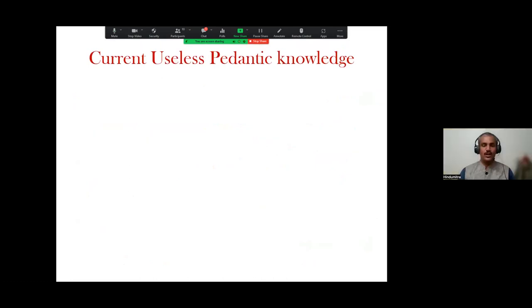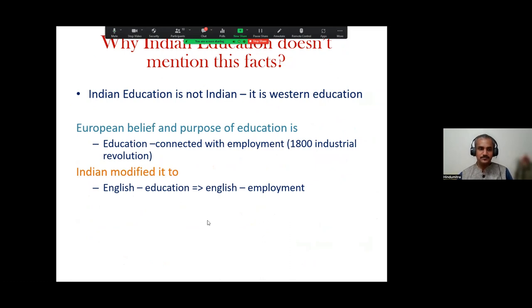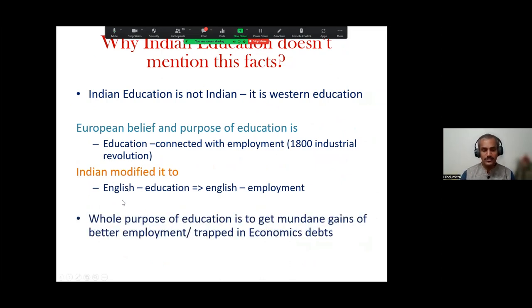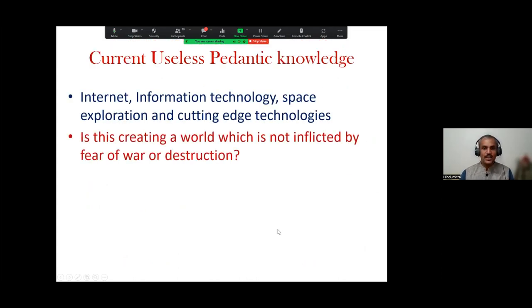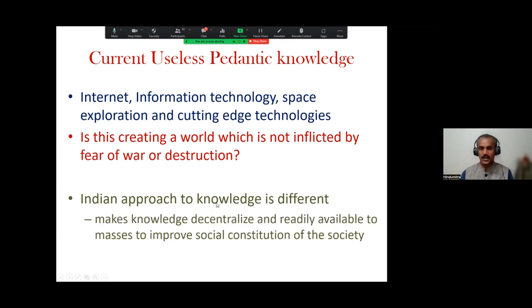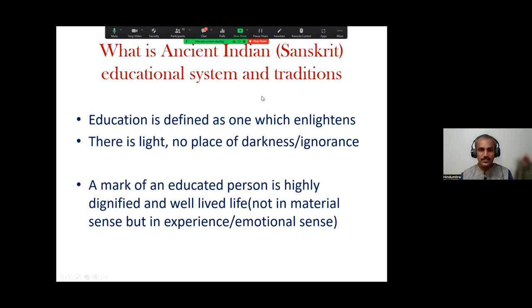All right. So the Indians modified the education system so that you have to be English educated, then only are you educated, and that leads to employment. So the whole purpose of education has turned into finding employment and getting into economic debt traps. But the Indian approach is much different from the current education approach of the world. The Indian education system always defined who is educated: educated means one who is enlightened. And the hallmark of an educated person is a highly dignified and well-lived life, not in a material sense, but in experience and in an emotional sense.